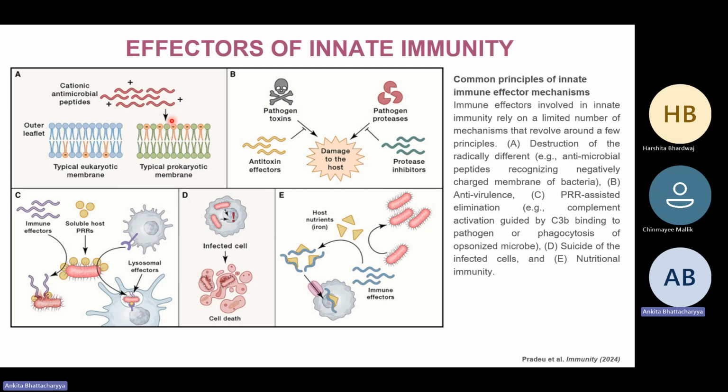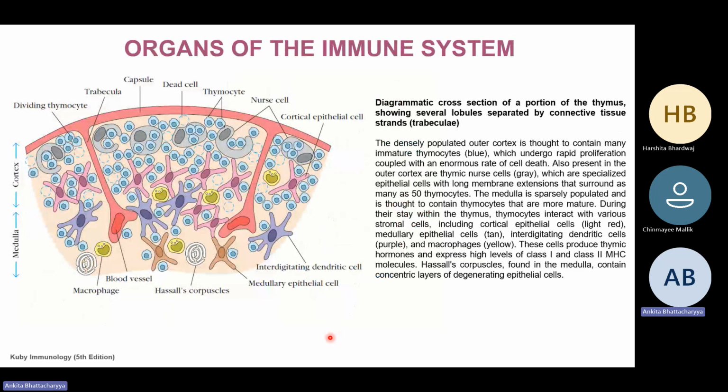These were the common principles of innate immune effector mechanisms, like we already discussed. There can either be antimicrobial peptides, antivirulins, antitoxin effectors, protease inhibitors. We have lysosome-mediated destruction as well, cell death, and other immune effectors, all of which can execute the job of the innate immune system. Next, we talked about the organs.